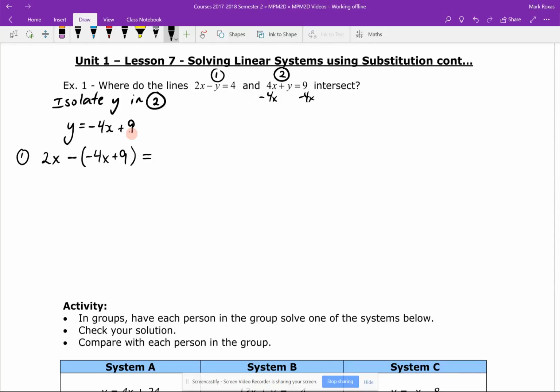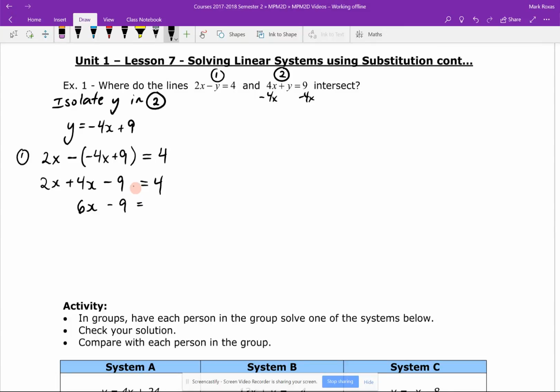And then on the right side of the equal sign, you still have a 4, so write equals 4. Okay, so you have a minus negative 4x plus 9. So you're going to distribute the minus sign and expand that bracket. So here we're going to write 2x plus 4x, and minus 9, equals 4. Then we're going to collect like terms. So 2x plus 4x is 6x.